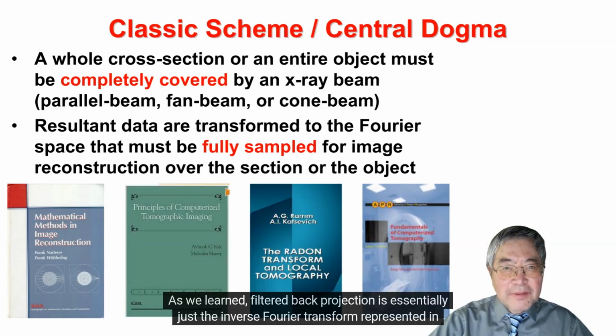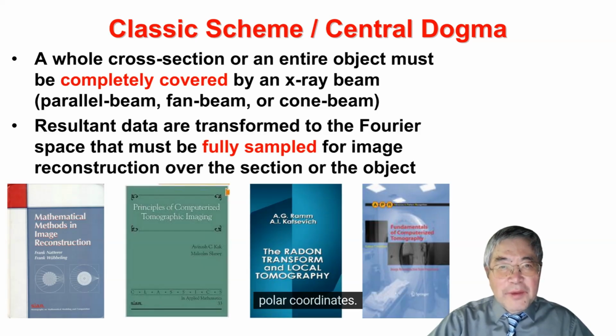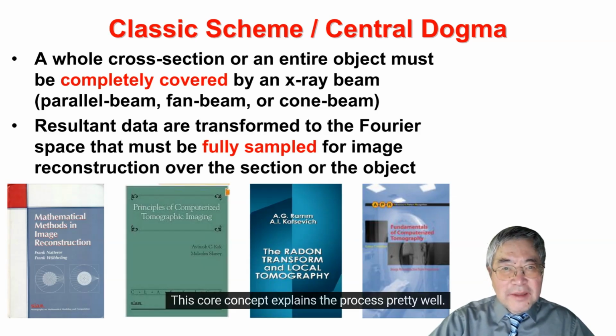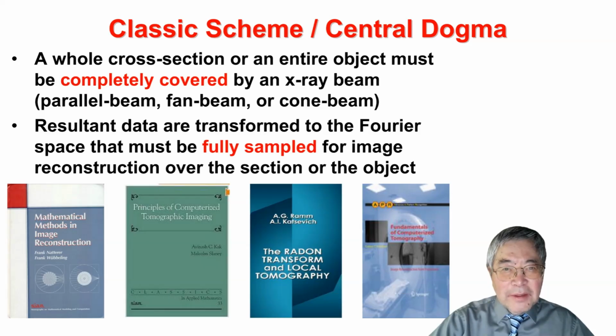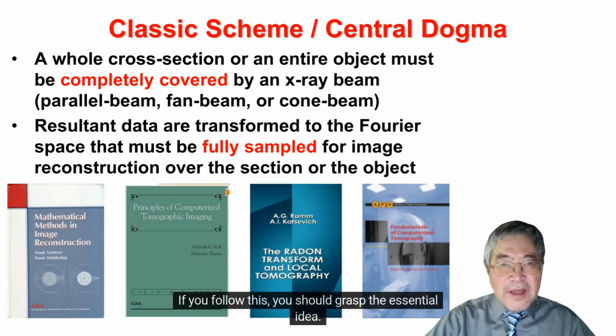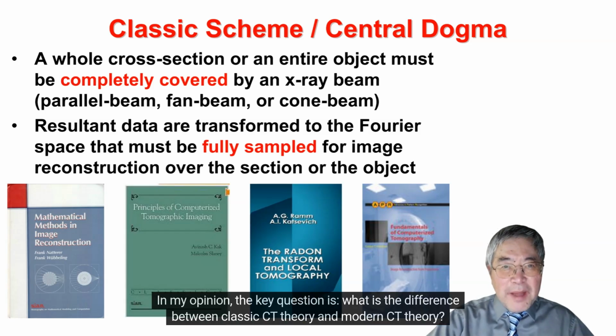As we learned, filtered back projection is essentially just the inverse Fourier transform represented in polar coordinates. This core concept explains the process pretty well. If you follow this, you should grasp the essential idea. In my opinion, the key question is, what is the difference between classic CT theory and modern CT theory?